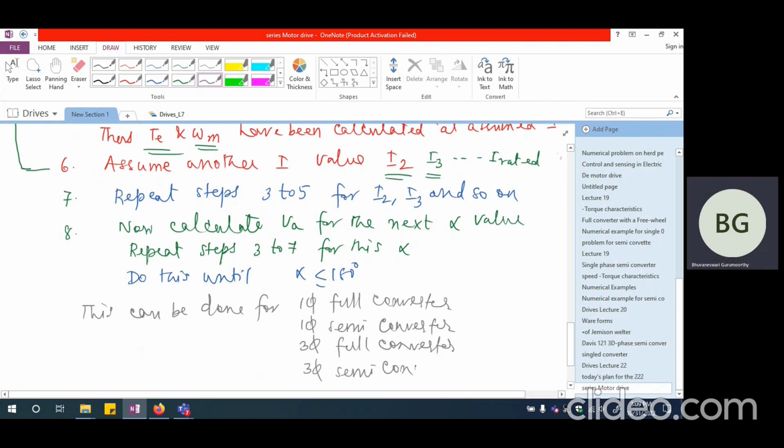So that you get the entire range of characteristics for the series motor drive as well as how it functions. We will try to work out a few problems on series motor drive also when we are discussing problems on three-phase converters, converter fed separately excited DC motor drive. Along with that, we will also see some of the series motor drive problems.